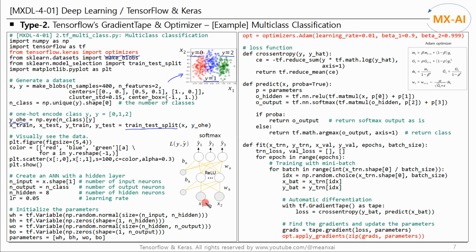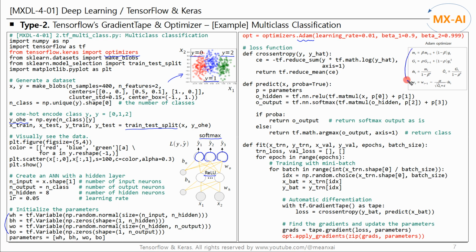Create a neural network model like this. Since this is a multi-class classification problem, the number of output neurons is 3, which is the number of classes of y. ReLU is used as the activation function of the hidden layer, and softmax is used as the activation function of the output layer. Create and initialize TensorFlow variables for parameters. Create an Adam optimizer. There are various optimizers available, including Adagrad and RMSProp, etc., but here we will use Adam.